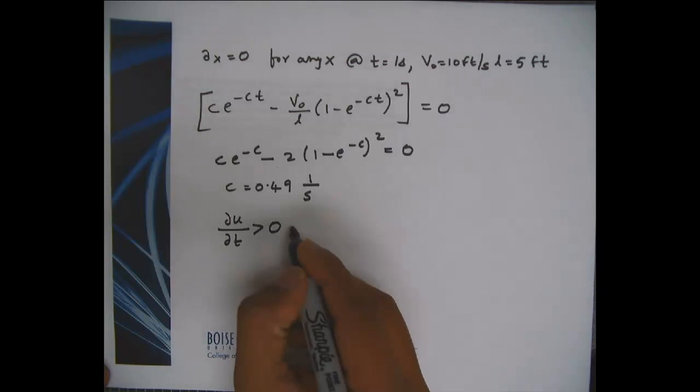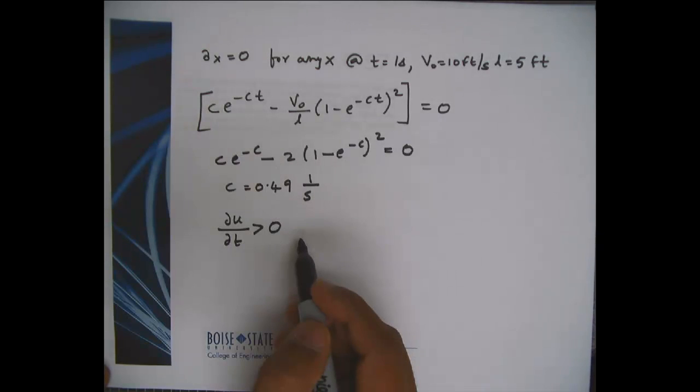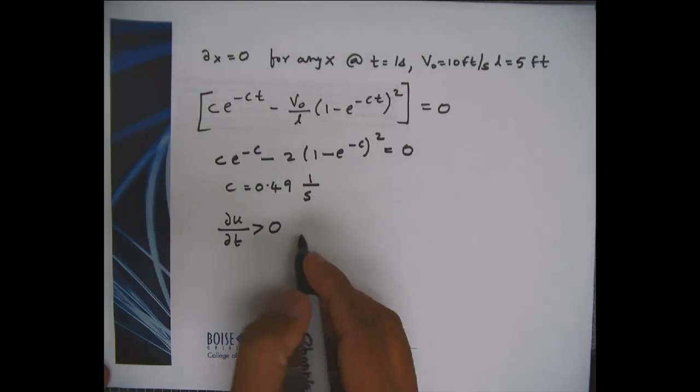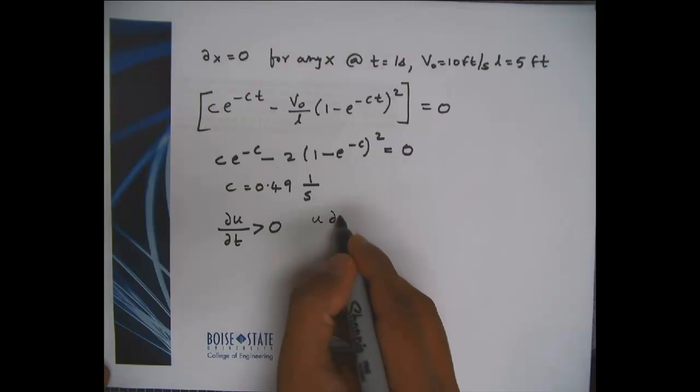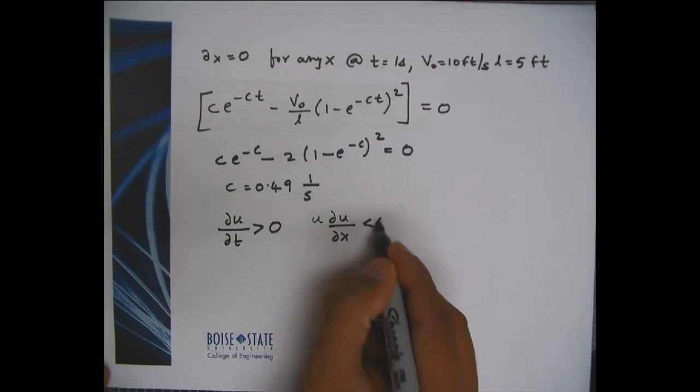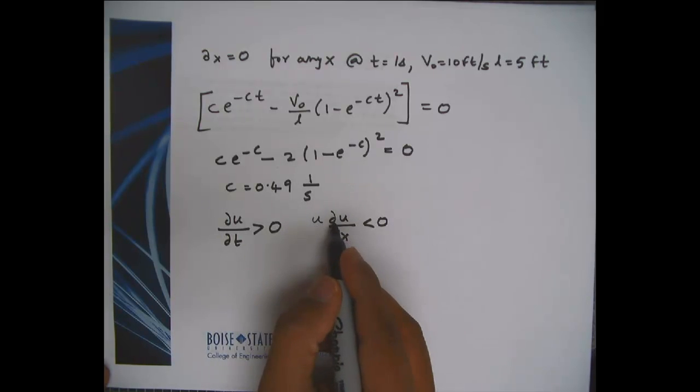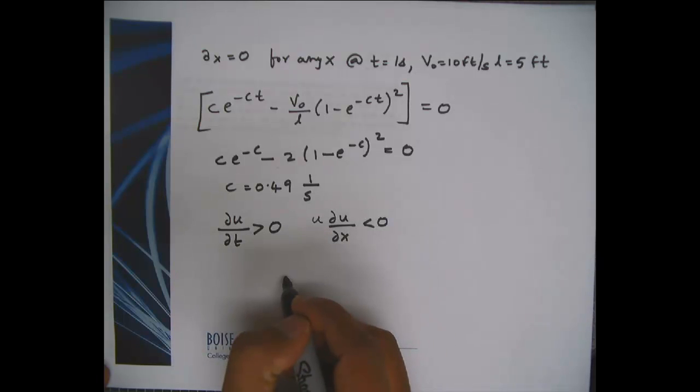And when the acceleration is 0, this term is balanced by the convective deceleration. This term u times ∂u/∂x is less than 0. Okay?